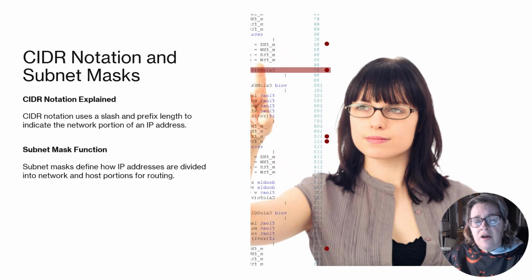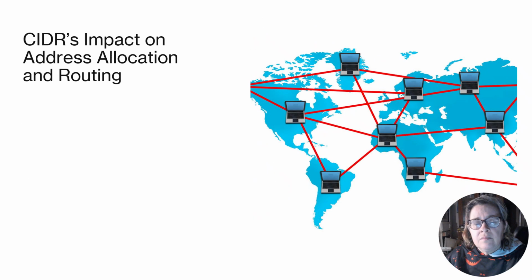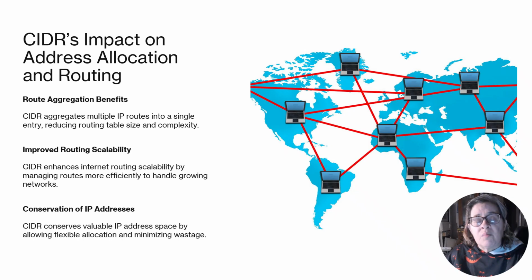CIDR notation denotes IP prefixes using a slash followed by the prefix length, like /24, representing the number of bits in the network portion of the address used for routing. CIDR enables routing aggregation, reducing the size of the routing tables and improving internet routing scalability while conserving valuable IP addresses.